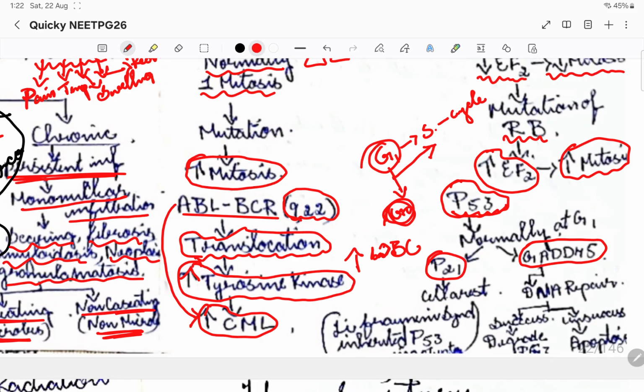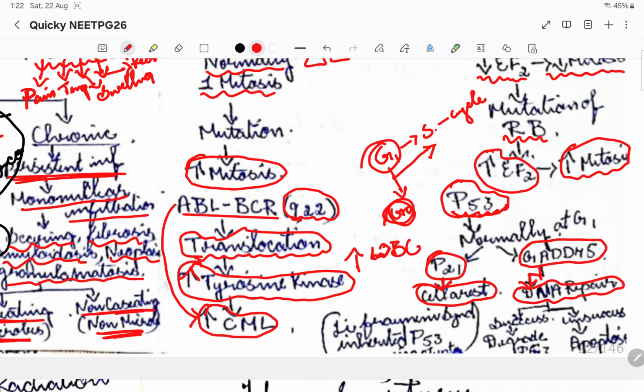Okay, what happens is P21 makes the cell arrest. So this cell cycle is moving, and suddenly it will tell, oh hey, wait a minute, stop. After arresting the cell, it will check whether any defect is there or not. After checking, if a repair is required, then it will tell GADD45 to repair it. GADD45 is like a mechanic, and it will start repairing that gene.